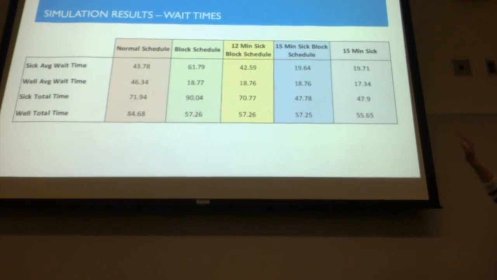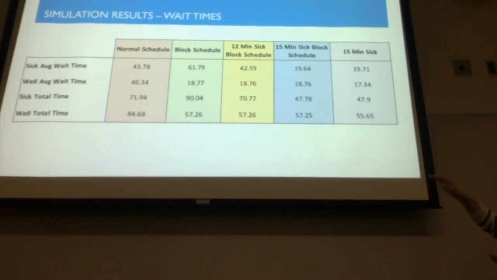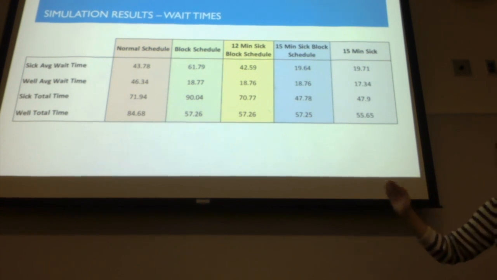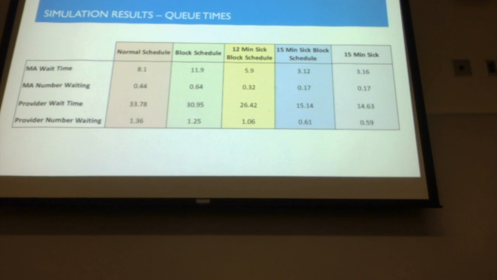And so that's why we decided to come up with a 12-minute sick block schedule to see how that would affect the sick average wait time, and as you can tell, it goes down by around 20 minutes. Then we did that again with a 15-minute sick block schedule, and that goes down again to around 19.64. At this point, we thought about doing a 15-minute sick schedule and just interspersing it, and we found that there really wasn't any difference between the two.